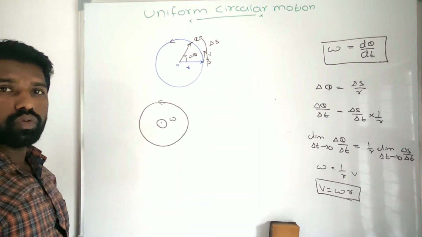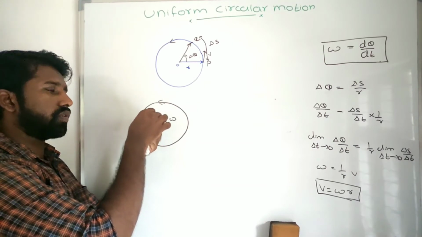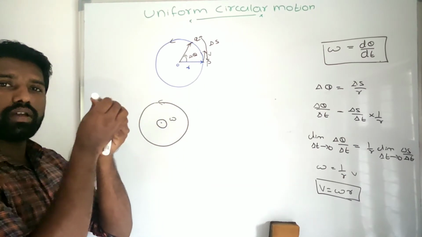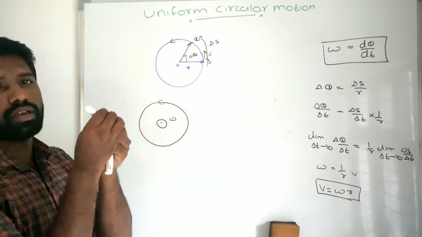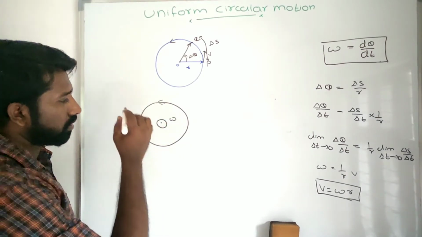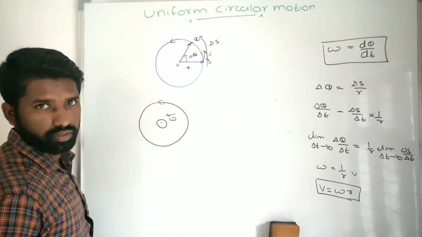This is similar to a screw. If you rotate it this way, what will happen? It will come out. If the screw is rotated like this, it will come out. This is the way we can find out the omega direction. Here the omega direction is like this.